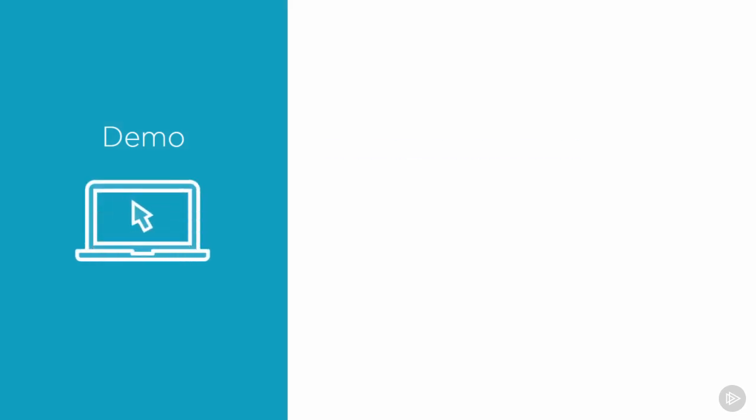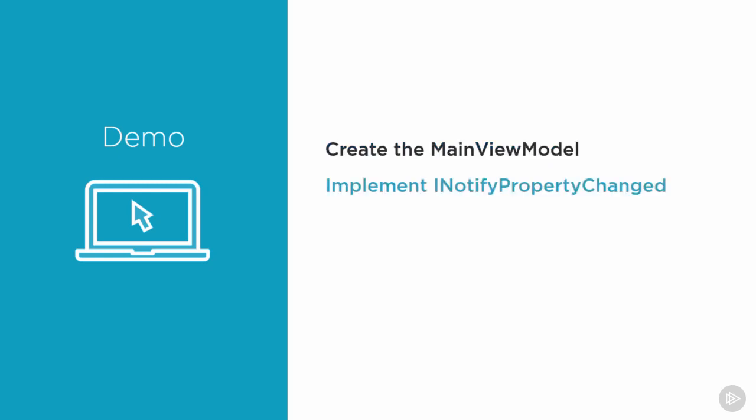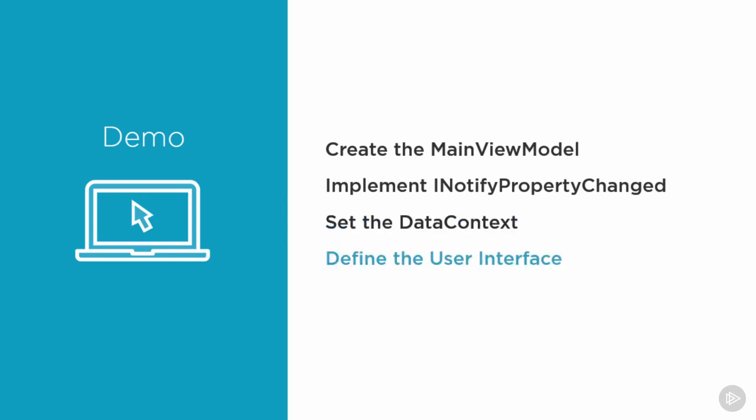In this demonstration, we will create the main view model of the Friend Organizer application. We will also implement the INotifyPropertyChanged interface to notify the data binding about changes of properties of the main view model. Then we will set the data context of the main window. We will assign a main view model instance. Finally, we will define the user interface in the main window where we bind to the properties of the main view model. Let's switch to Visual Studio and let's start with the main view model.